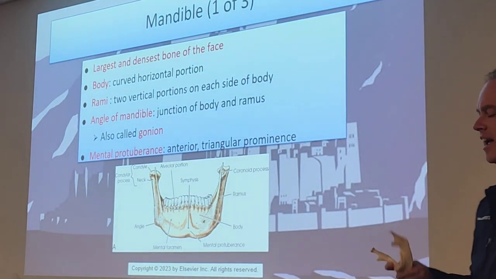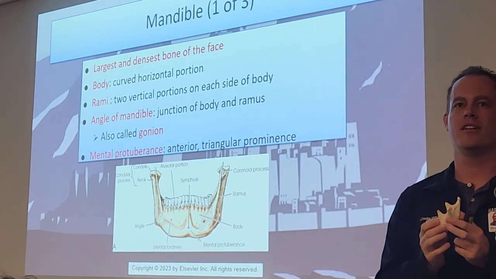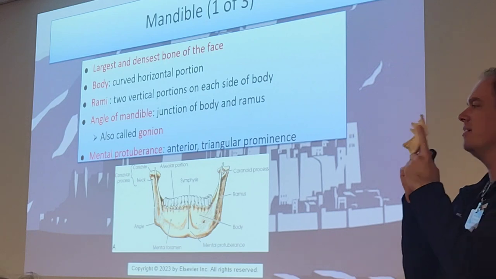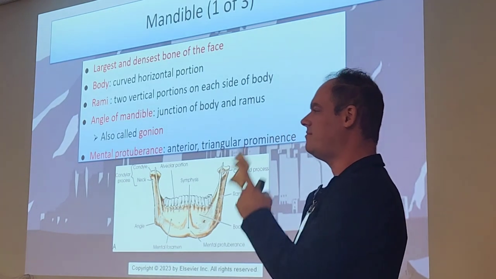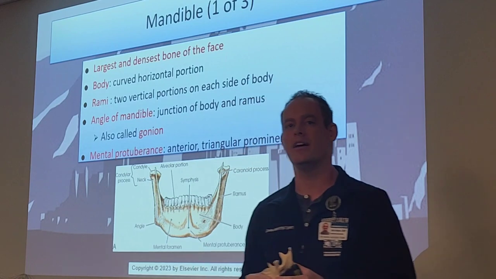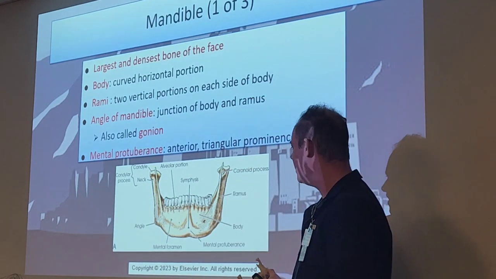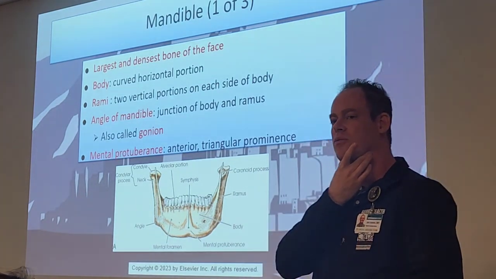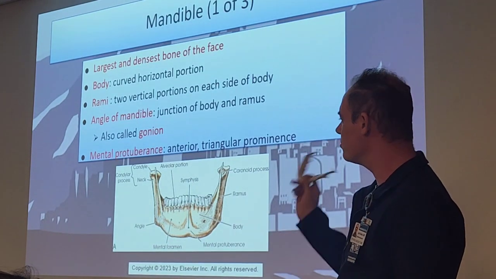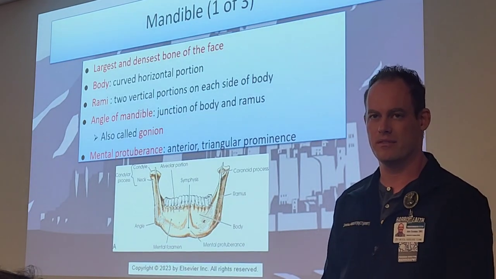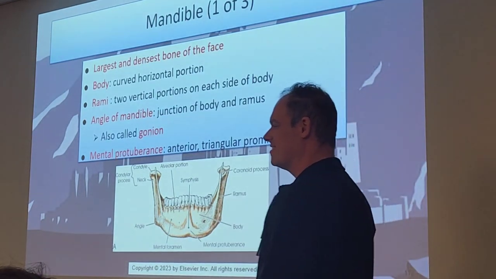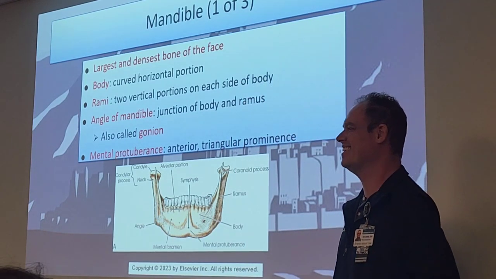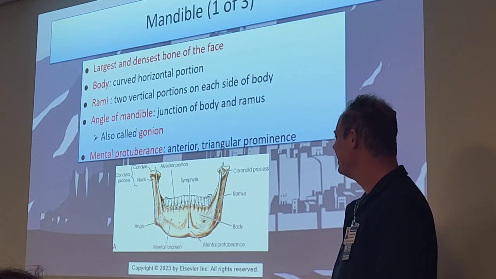You've got the rami. That is the vertical portion on each side of the body, going up right here, the mandibular rami. Then we have the angle of the mandible, also called the gonion. Not the gunion, but the gonion. Make note, it has two names. We mostly use gonion, but it also goes by the name of angle of mandible.